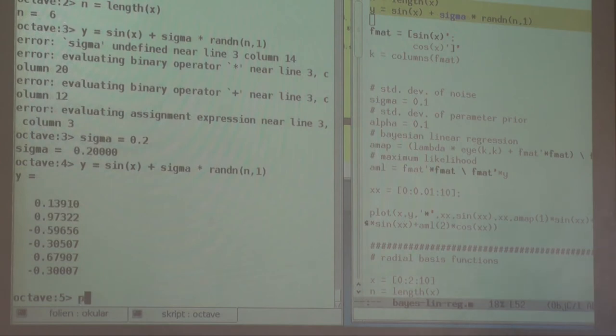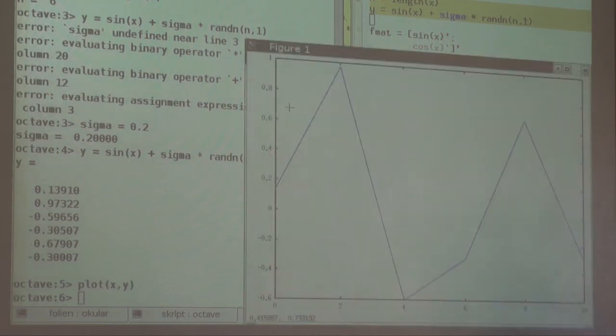And we could actually plot x comma y. And here you see a plot of our data points. That's the curve coming from this underlying sine function with added noise.